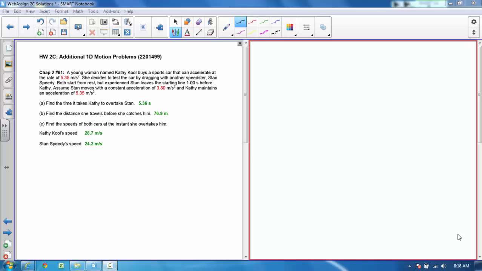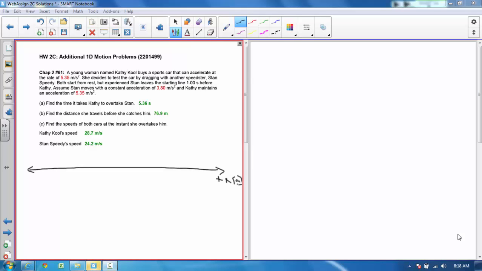And how big is my diagram going to be, Andrew? It's going to be pretty big, the full width of my paper here. We're going to start each one of these cars over here at the starting line. Here we go. We've got Stan and we've got Kathy. Okay, so Stan leaves.